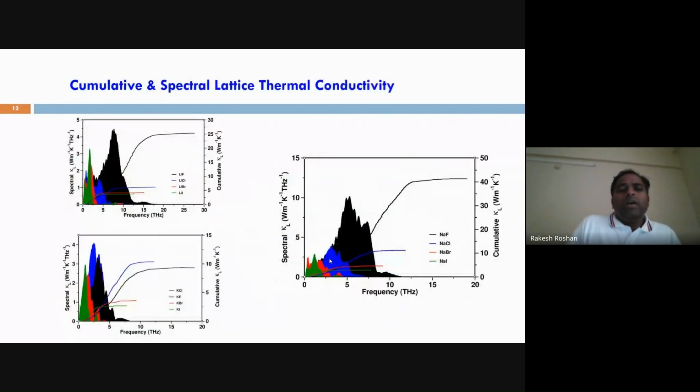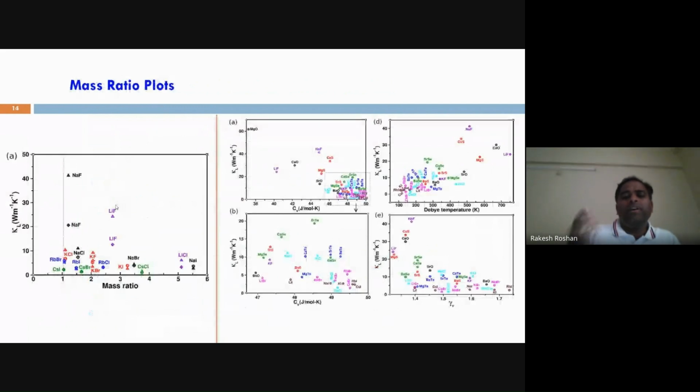And we have plotted the spectral and the cumulative lattice thermal conductivities at different frequencies for all the studied compounds. Here, the solid lines represent the cumulative lattice thermal conductivity, and the shaded regions on the left side represent the spectral thermal conductivity that we have obtained. We have also looked at the mass ratio plots. Mass ratio is the ratio of the bigger size to the smaller size. For example, for NaF or any other compound, it is the ratio of cation to anion, whichever is bigger in size to the smaller in size.